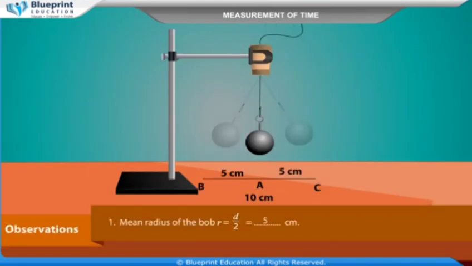Observations. Mean radius of the bob R equals D by 2 equals 5 cm. Length of hook of the bob H equals 200 cm. Standard value of g equals 980 centimeters seconds raised to the power minus 2. Least count of stopwatch equals x seconds. Zero error of stopwatch equals x seconds. Zero correction of stopwatch equals x seconds.